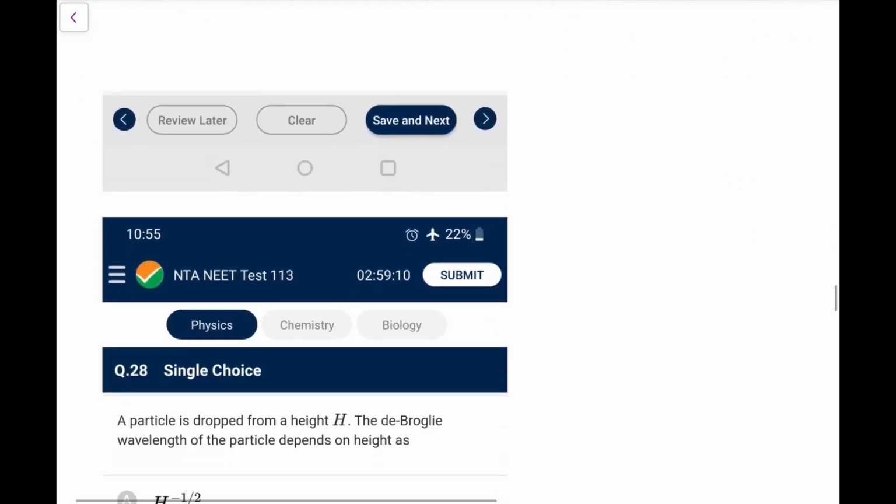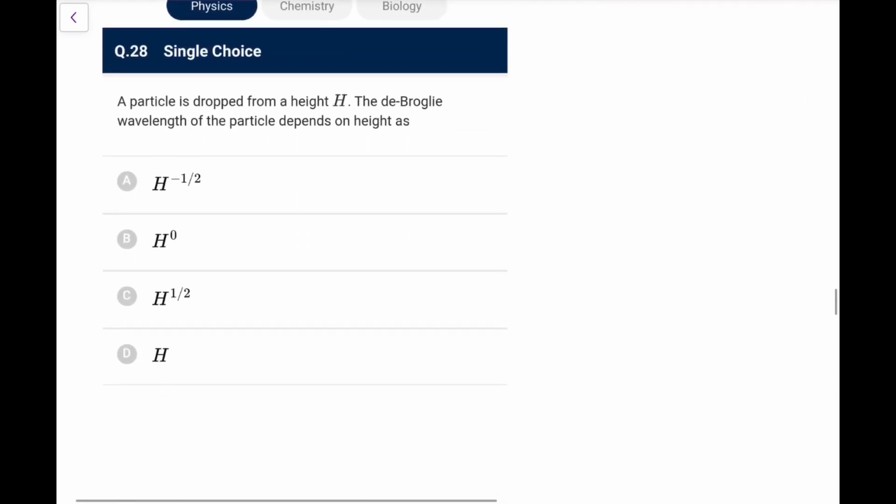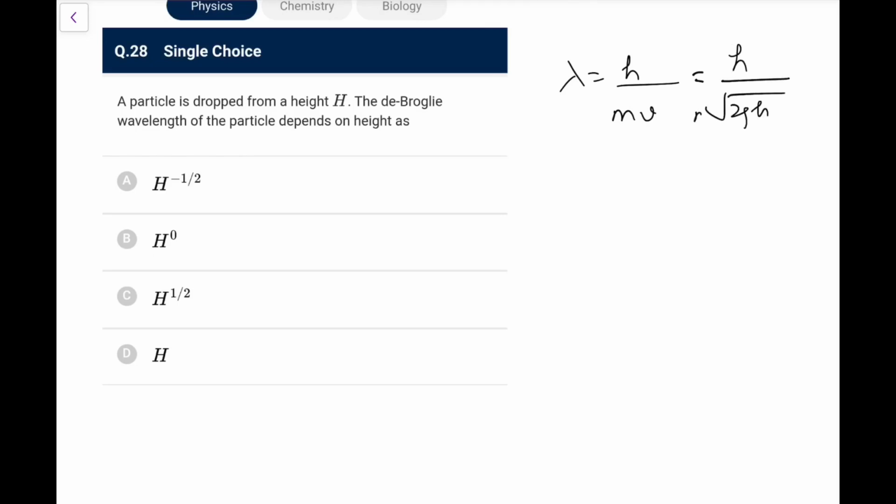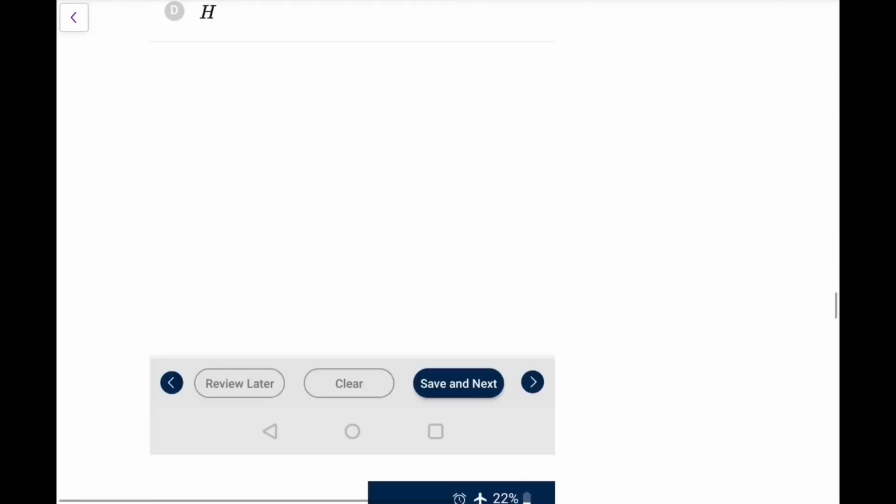Next one, a particle dropped from height h, then the de Broglie wavelength depends on? So finally we will say lambda is h by mv, and v is root 2 gh. So it is h by m root 2 gh. So lambda is proportional to h to the power minus half. Go for option A, that's an easy one.